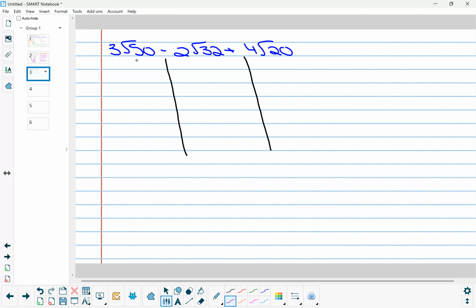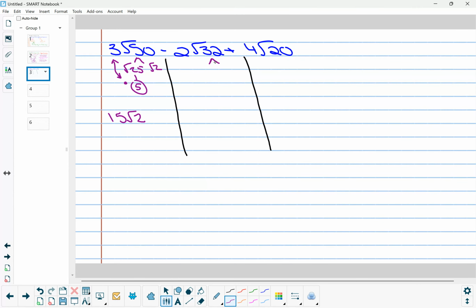So if I were to deal with the 50, I'd go rad 25 and rad 2, and this is just a 5, right? A whole number 5. And so I would multiply these two values. We're going to multiply those. So this is going to give me a 15 radical 2.